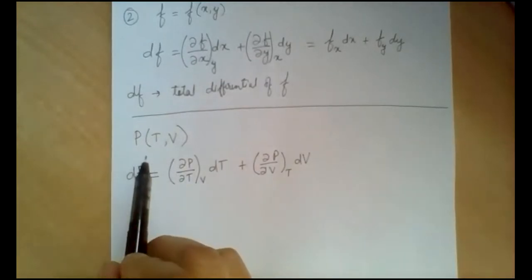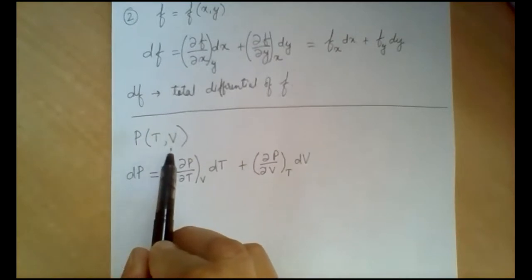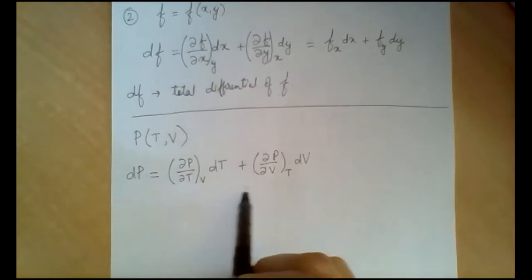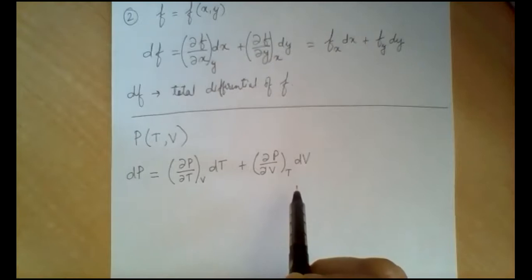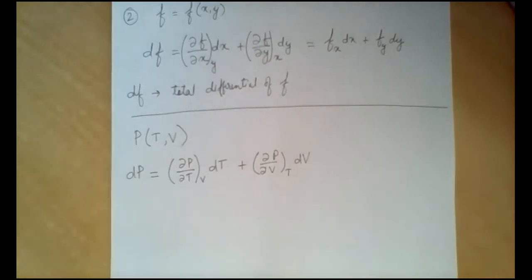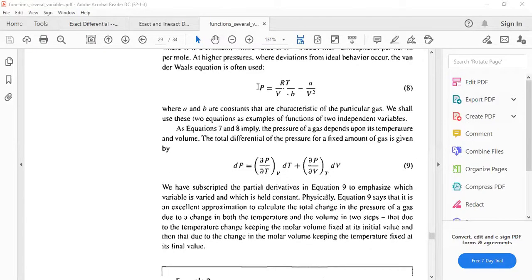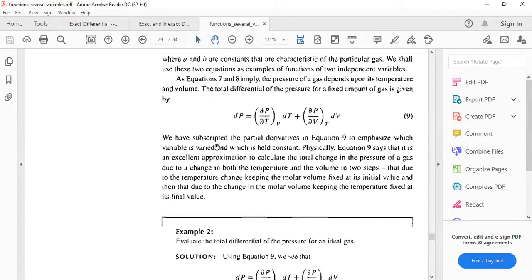When we consider pressure as a function of two variables, temperature and volume, we can express the total differential of the pressure as this expression. We have subscripted the partial derivatives in equation 9 to emphasize which variable is varied and which is held constant.